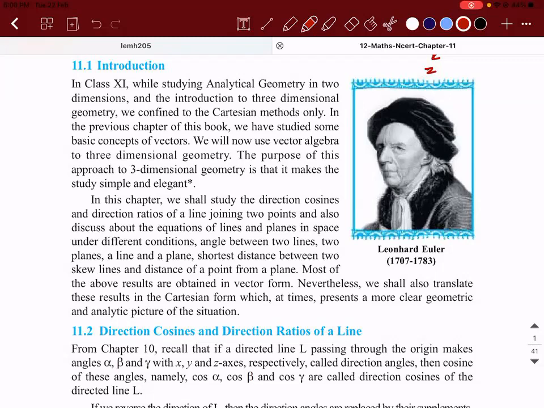Guys, discussion will help me to understand your brain better. Vectors are involved in three-dimensional geometry. Okay, vectors are involved is what you're trying to say in this chapter. Is that right? Yes, sir. Okay, that is one thing accepted.